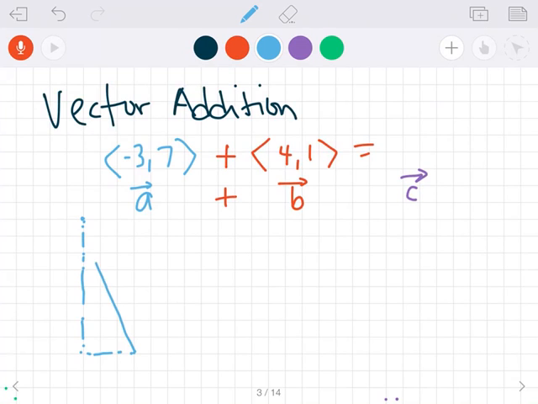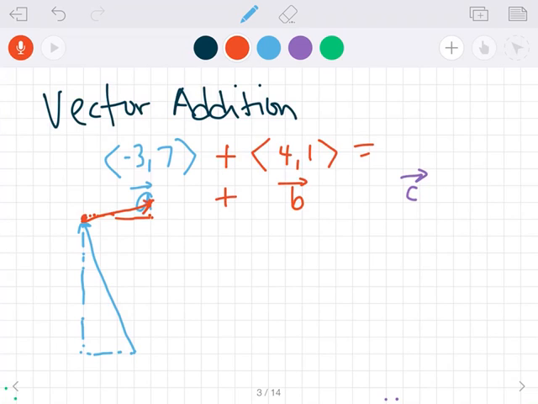So here's vector A. And then we're adding vector B to it. And vector B is 4, 1 for components. So when we add vectors together, we start from the end of the last one. So I'm going to start here, and I'm going to count over 4 and up 1. So vector B ends right here.